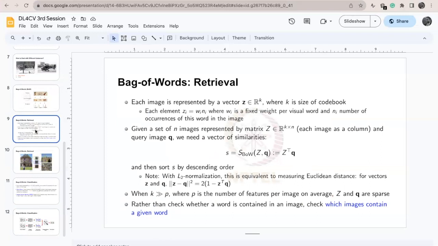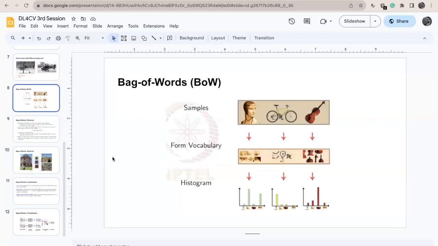We say that the size of the codebook is k, and the image is represented by a vector z that has length k. Initially all the values of this vector will be 0, and then we count the number of occurrences of a certain element in an image, and we increase that value accordingly.